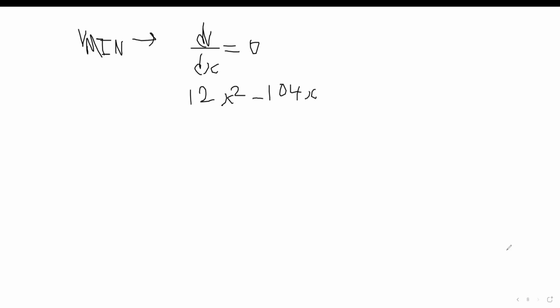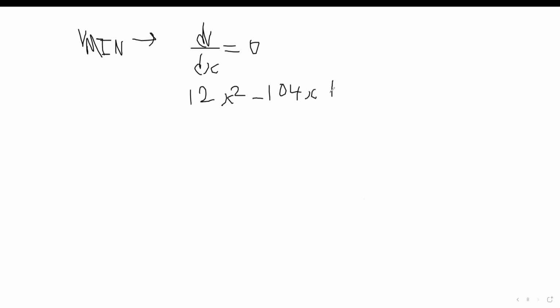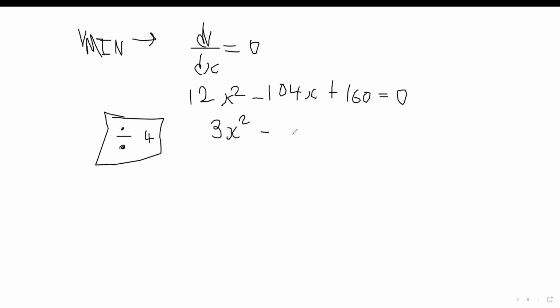And then when I differentiate 160x, I get plus 160, and this is equal to 0. All right, this is equal to 0. So now what I then do is divide through by, maybe we want to divide through by 4. I don't know. Let's see. If we divide through by 4, does this help? This will then be 3x squared minus 26x plus 40 equals 0.